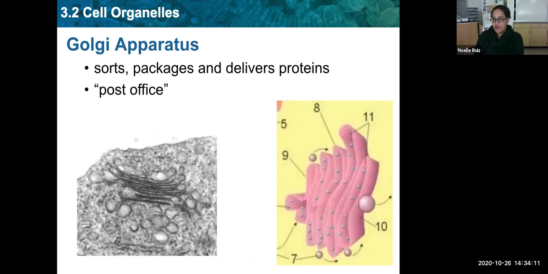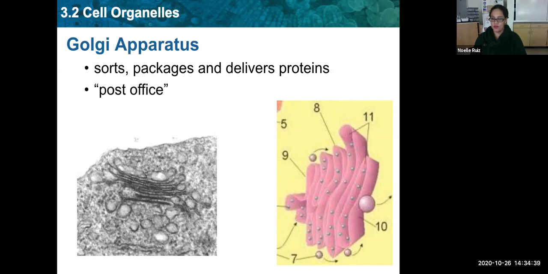The Golgi apparatus, also sometimes called the Golgi complex. It sorts, packages, and delivers proteins. So the proteins get made in the ribosomes, they get processed in the rough ER, and then they're sent to the Golgi apparatus, where they get sorted out either by function or by location or place it's supposed to go.